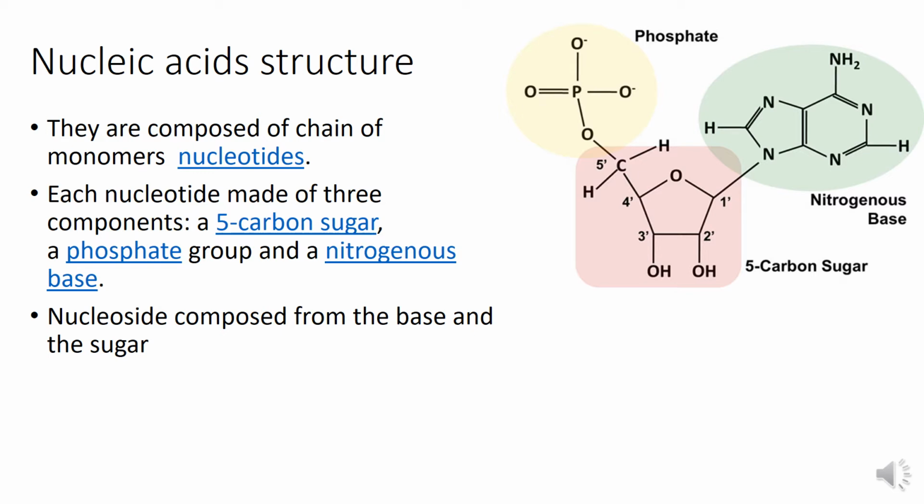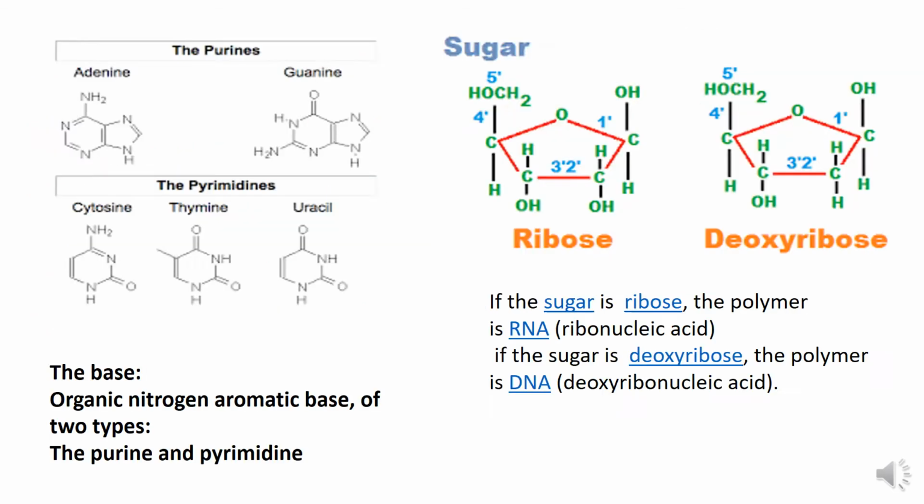مبينة أمامكم. Nucleoside is composed from the base and the sugar. The base is an organic nitrogen aromatic base of 2 types, purine and pyrimidine. The purines consist of adenine and guanine. Pyrimidines consist of cytosine, thymine, uracil.